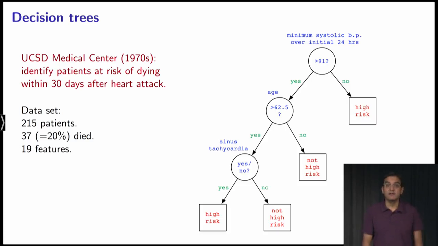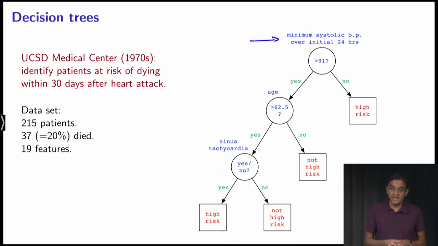Here's the decision tree they found. This decision tree classifies a patient as either being high risk or not high risk, and does so after asking at most 3 questions. The very first question is, look at the patient's minimum systolic blood pressure over the last 24 hours. Is that blood pressure over 91? If it's not, that's a bad sign. The blood pressure is low and the patient is high risk.